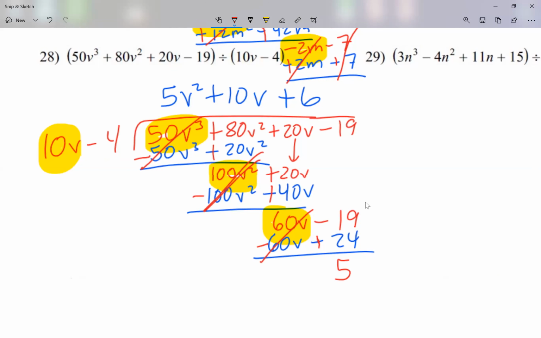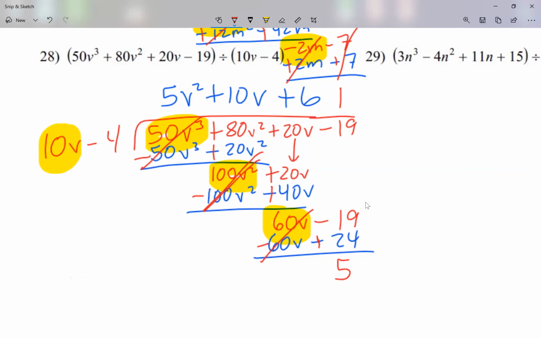Now, I don't have any more terms to bring down, right? I don't have anything else to bring down. So that positive 5, it's a remainder. I know you guys learned back in probably middle school or elementary how to write remainders. You guys wrote it as a fraction, right? The remainder is a positive 5.